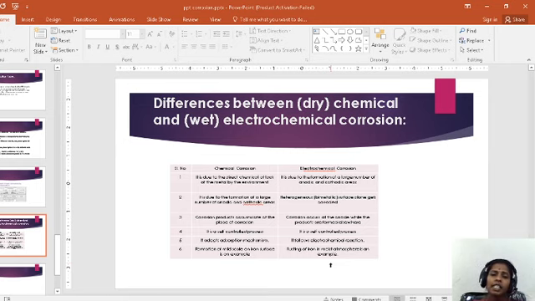In the next class, let us see the corrosion control techniques by the hot dipping process, that is the galvanizing process. Along with galvanizing, let us see one more topic also, that is corrosion control techniques, cathodic protection.